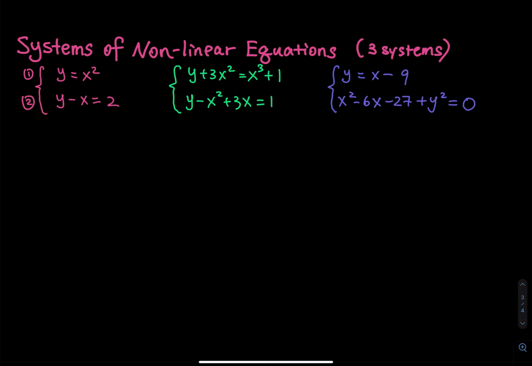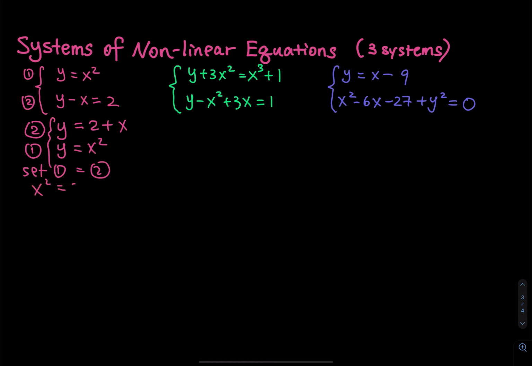So for number 1, we don't really need to rewrite that. For number 2, I will write that as y equals 2 plus x. And then number 1 is y equals x squared, right? So now the system is y equals and y equals. So you are going to set number 1 equal to number 2. So that is x squared equals 2 plus x.